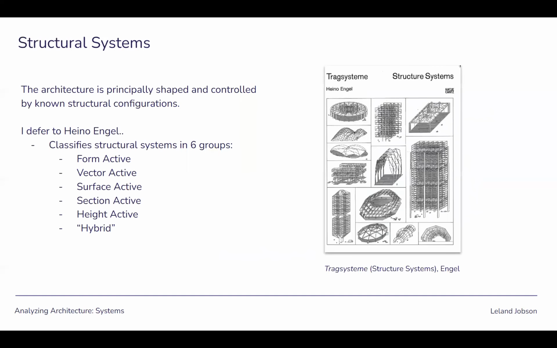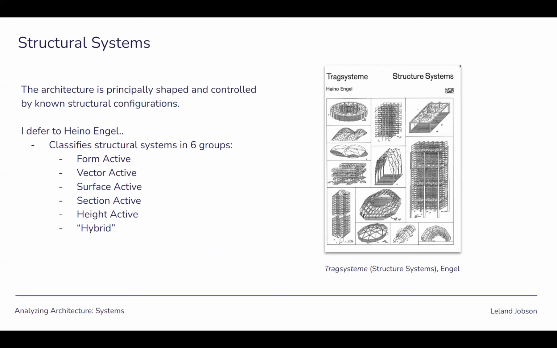Structural systems. It's a structural system when the architecture is shaped and controlled by a configuration of structure. And Heino Engel did a really fantastic breakdown of this in the Structure Systems book. Highly recommend having it. You may be able to find it online, but I won't tell you where. He classifies structural systems in 6 groups: form active, vector active, surface active, section active, height active, and hybrid.